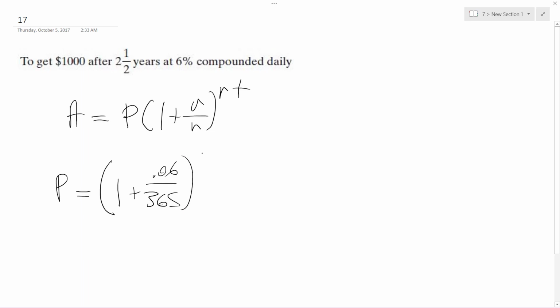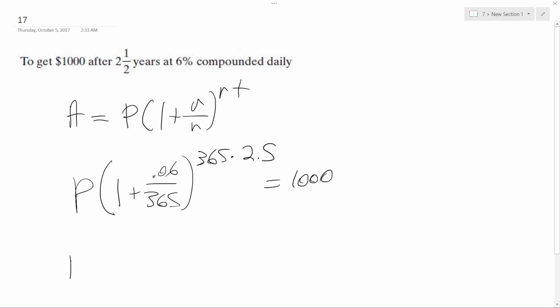So 365, 365 times 2.5 years. So that's 2.5. And let's see here. P times this, and that's equal to $1,000.